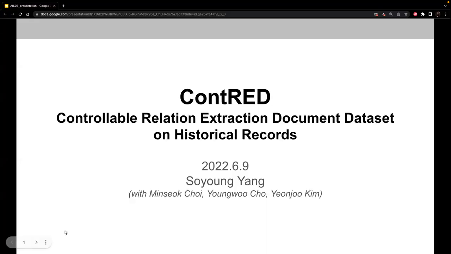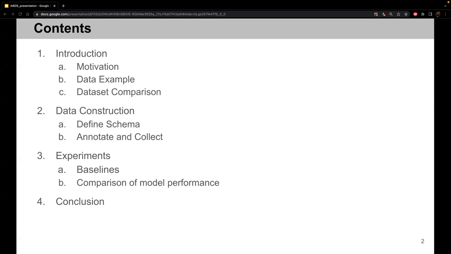So, hi everyone. My name is Soyoung Yang, and today I will introduce my new dataset, ContRED, which is controllable relation extraction document dataset on historical records. I've been working with other collaborators, Minseok Choi and Yeongwoo Cho in our lab, and Yeonju Kim, who is a doctorate student in linguistics and literature of Hanja in Korea University. I guess many of you may be curious about what is ContRED. So I will briefly introduce my work from motivation, data construction, and experiments. Before we start, I announce that this work is supported by KAIST and the AI Data Challenge Operation.